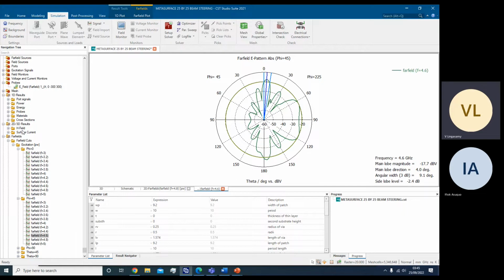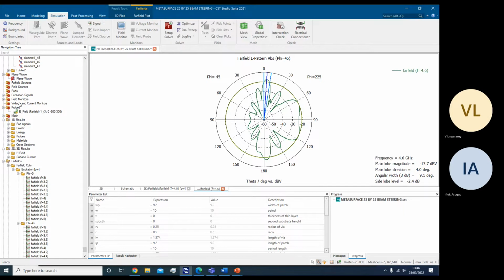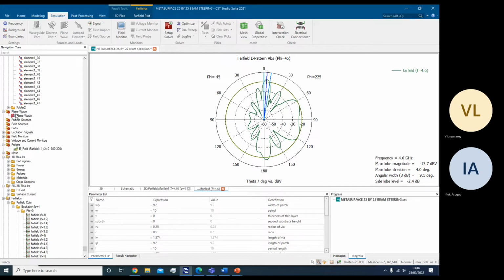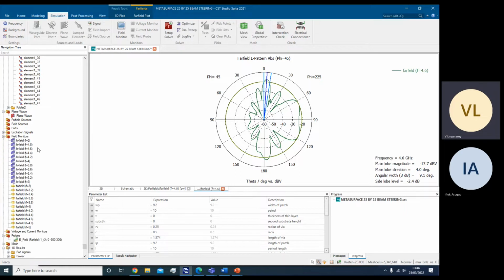Field monitor. Top. Excitation signals, field monitor, voltage and current monitor like that. Okay, I'm coming. No, here. Down, please. Yeah, that is the one. Here you can see what you have defined. So for far field, you remove all of them and keep only 4.5, something like that. Yeah, you change the 4.6 to 4.5.